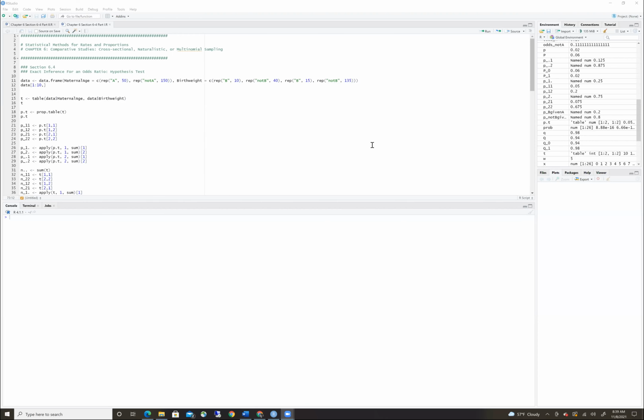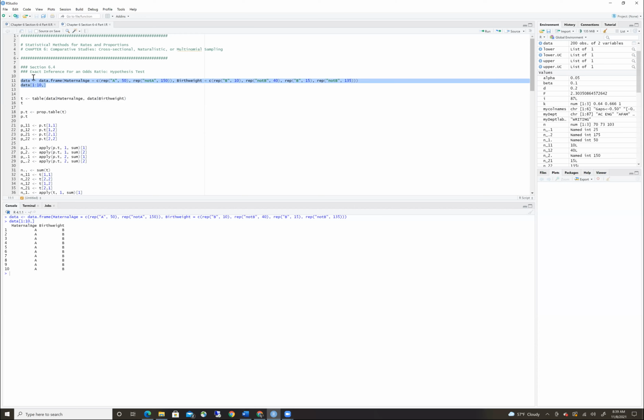Hello, everyone. We're working through Statistical Methods for Rates and Proportions, Chapter 6, Comparative Studies, Cross-Sectional, Naturalistic, or Multinomial Sampling, Section 6.4, Exact Inference for an Odds Ratio Hypothesis Test. We're going to work with the same example about maternal age and the birth weight of the babies, and we're going to read our data set in as we've done in the past.